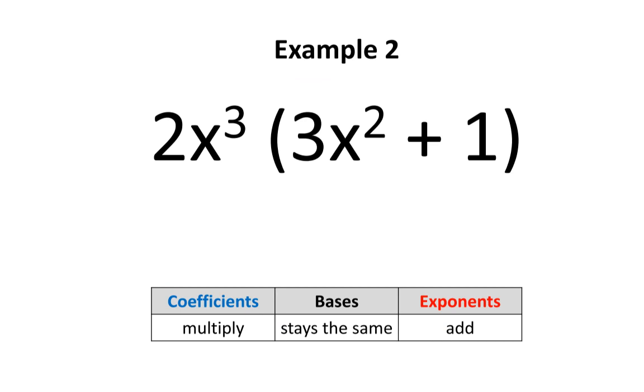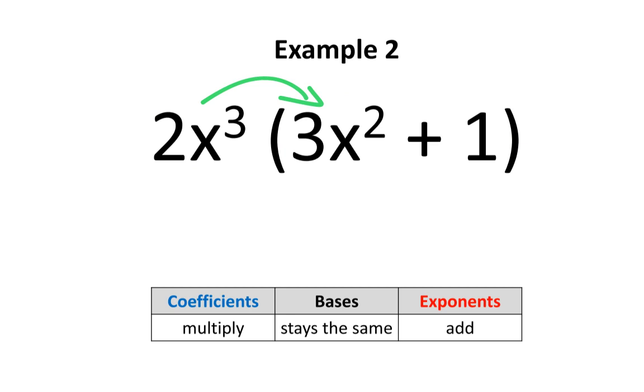In our second example, I want you to think of everything inside the brackets as our grocery bag. However, this one's a little bit more complicated because you have a 2x to the power of 3 in front of it, which means everything inside the brackets is going to get multiplied by 2x to the power of 3. I'm going to start by multiplying these two terms together.